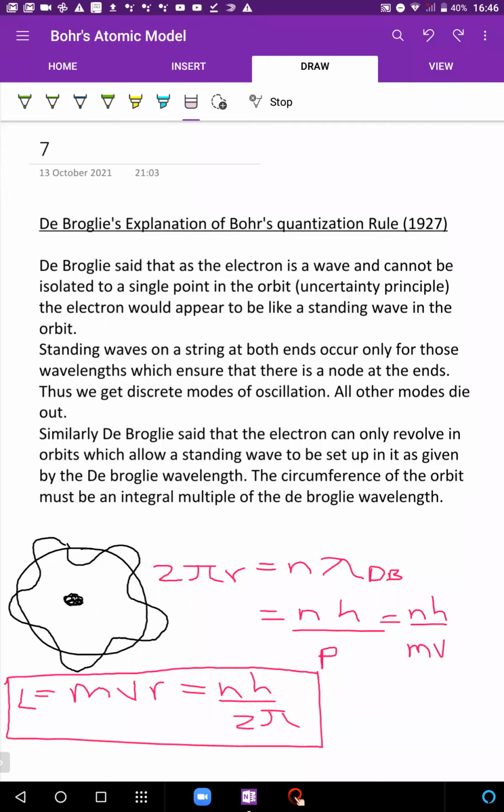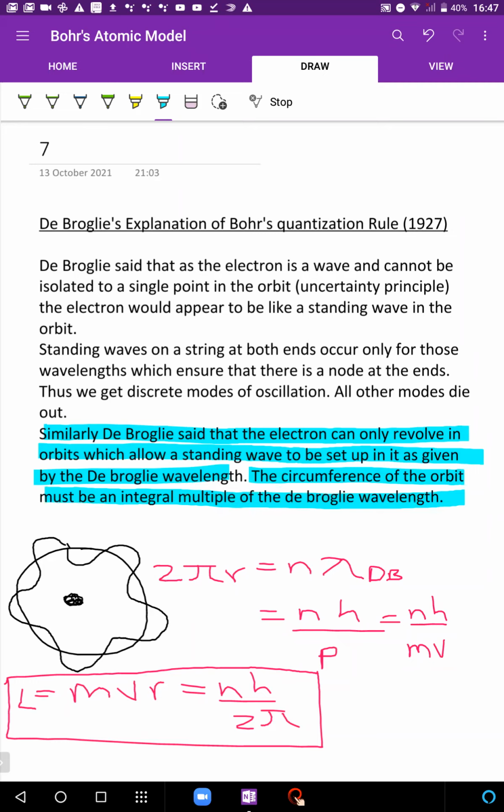Similarly, when the electron is visualized as a standing wave in the circular orbit, this is what he says: electrons can only revolve in those orbits which allow a standing wave to be set up in it, as given by the de Broglie wavelength. What does that mean? The circumference of the orbit must be an integral multiple of the de Broglie wavelength.